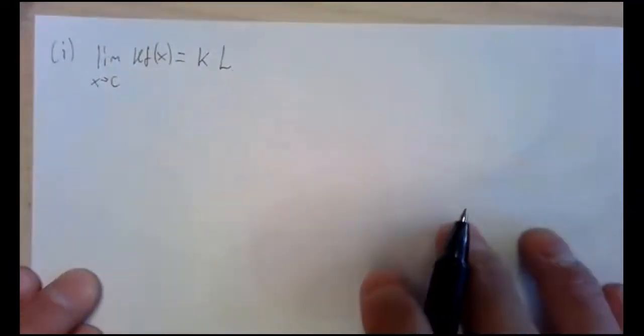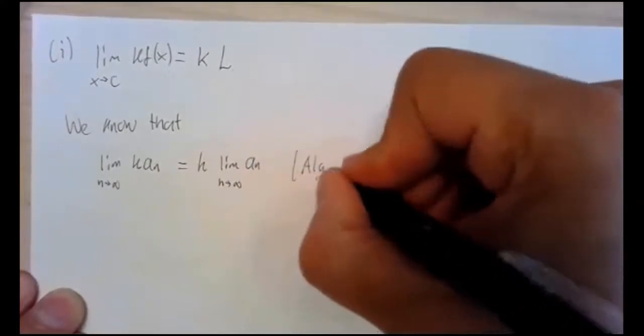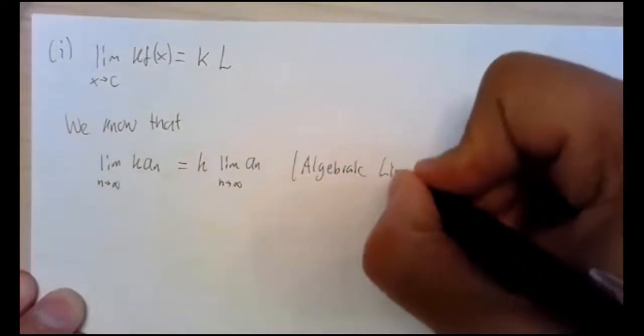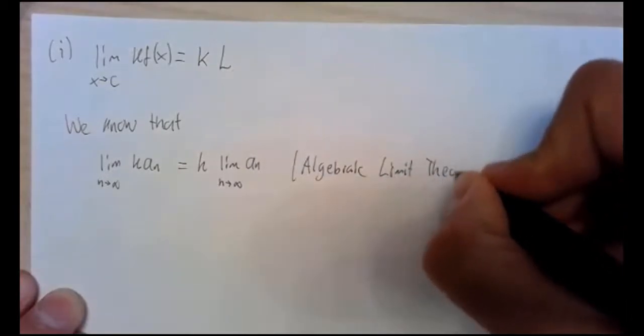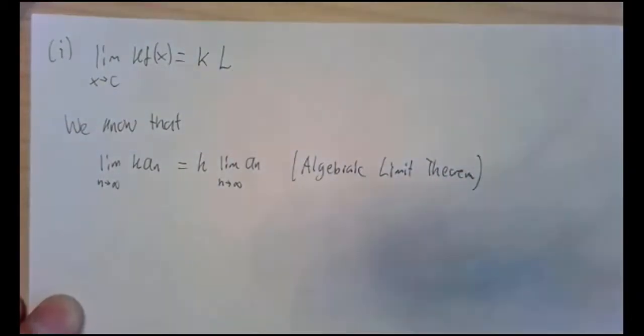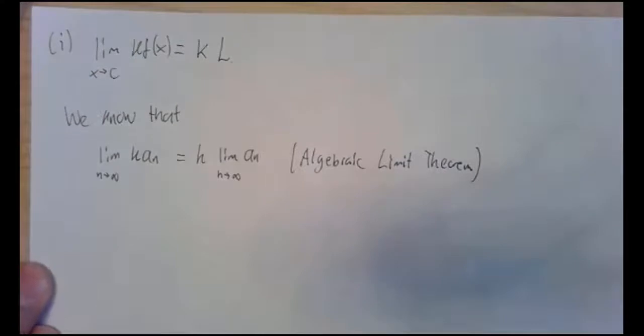All right. So what is the property we know? We know that that property holds for sequences. So we know that the limit of k a_n when n goes to infinity equals k times the limit of a_n when n goes to infinity. This is the algebraic limit theorem. We proved this before. So for regular sequences, we can do this.